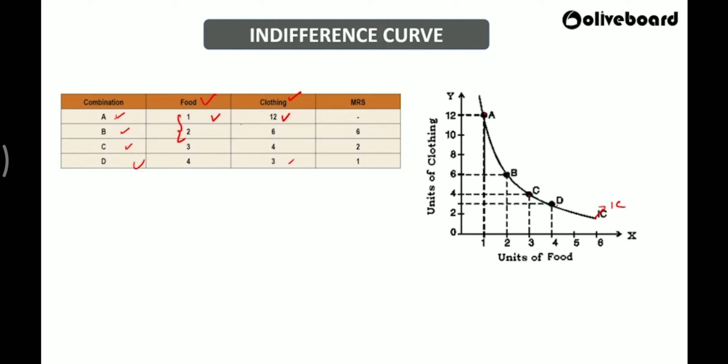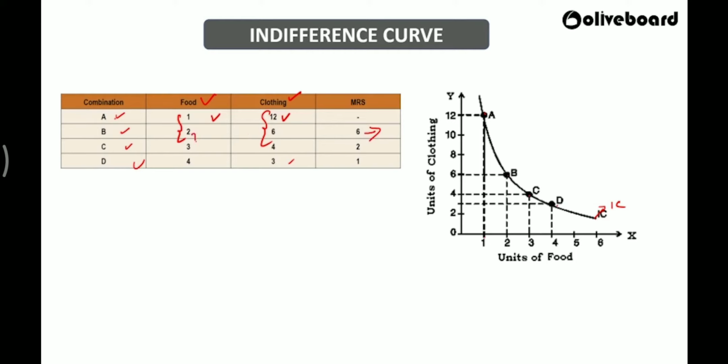Yes or no? We have a budget. So if I want to increase 1 unit of food, I have to give up some units of clothing. How many units of clothing am I giving up? From 12 units, I'm coming down to 6. So 6 units I am sacrificing to get one more unit of food.